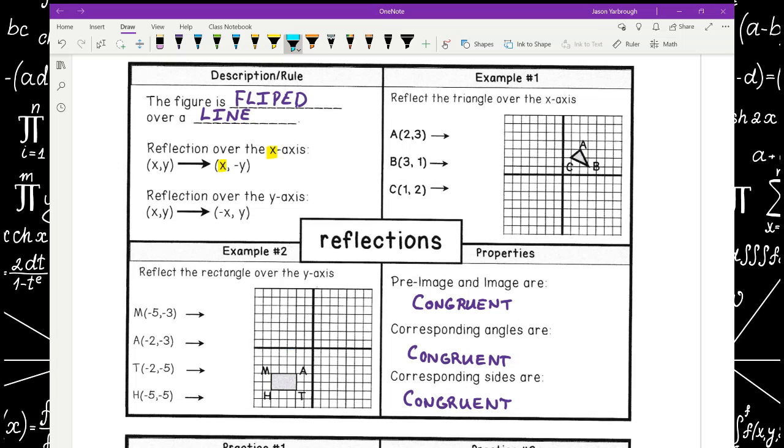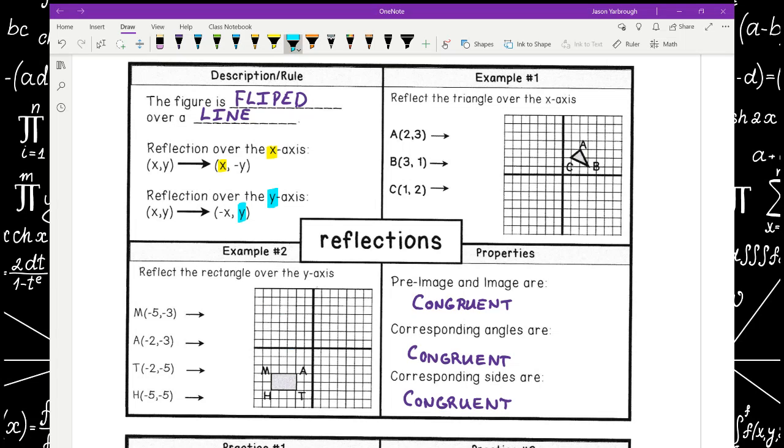Let's look at the y-axis. Again, with the y-axis, this one, (x, y) becomes (negative x, y). So notice that the x value becomes the opposite. So the rule on reflecting over an axis is whichever axis you are reflecting over, that value stays the same, and the other one becomes its opposite.